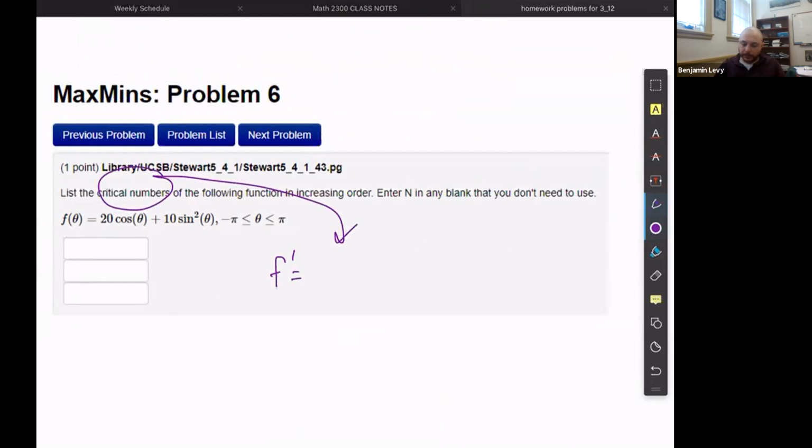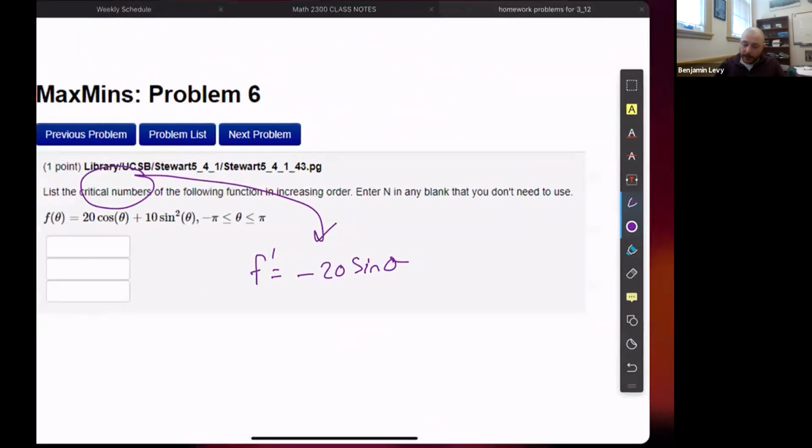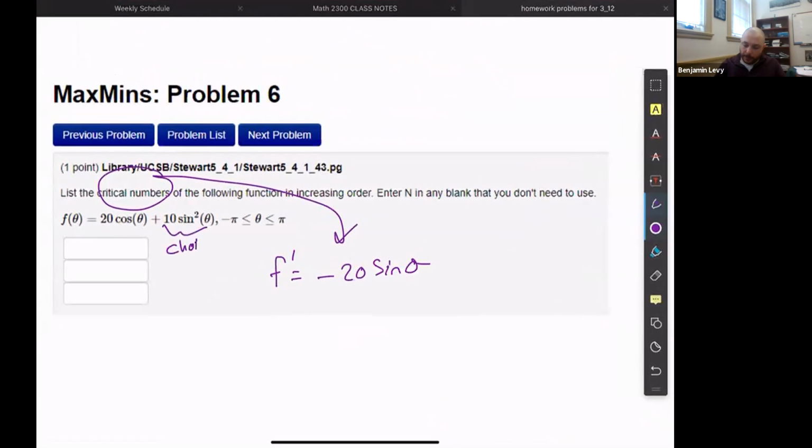F prime is going to be, sine turns into, I always mess this up. Sine turns into cosine, cosine into negative sine. So this is going to be negative 20 sine theta. And then this is a chain rule. And we've seen that one, I think. So that's going to be plus, I'll do it like this, 10 times 2 times sine times cosine. So let me simplify that.